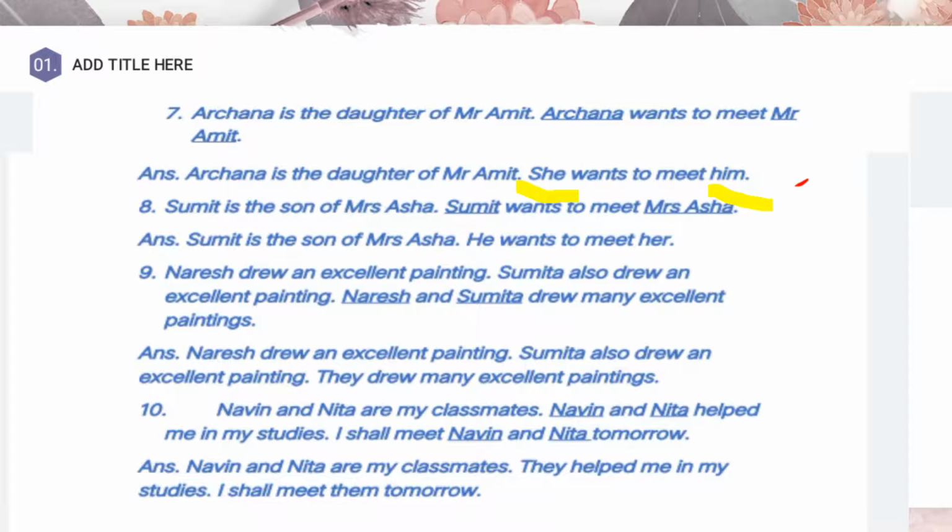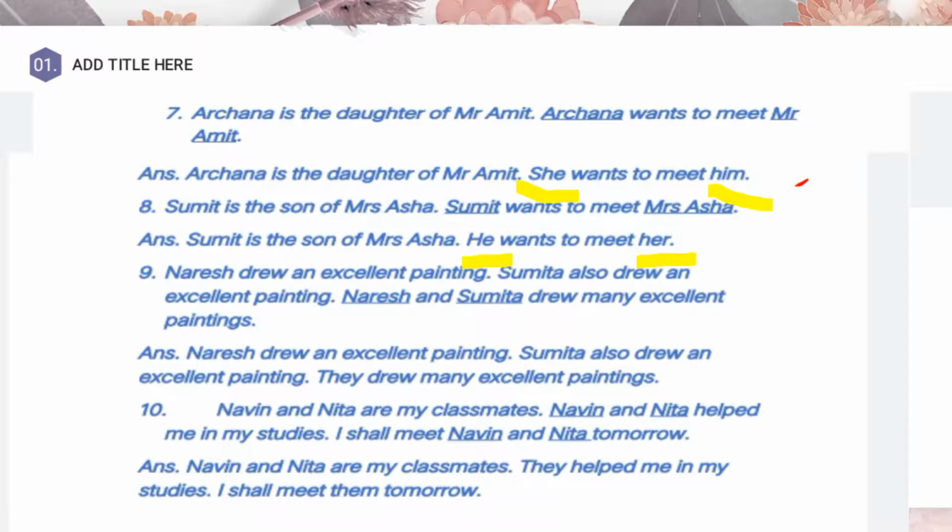Sumit is the son of Mrs. Asha. Sumit wants to meet Mrs. Asha. Sumit is the son of Mrs. Asha. He wants to meet her. Write down the answers carefully.